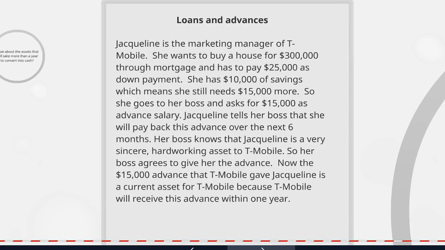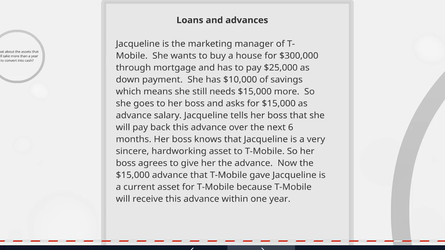Now let's look at the 4th type of current assets, that's loans and advances. Again, let me give you an example to make it easy to understand. Jacqueline is the marketing manager of T-Mobile. She wants to buy a house for $300,000 through mortgage, and she has to pay $25,000 as down payment. But she has only $10,000 of savings, which means she still needs $15,000 more. So she goes to her boss and asks for $15,000 as advance salary.